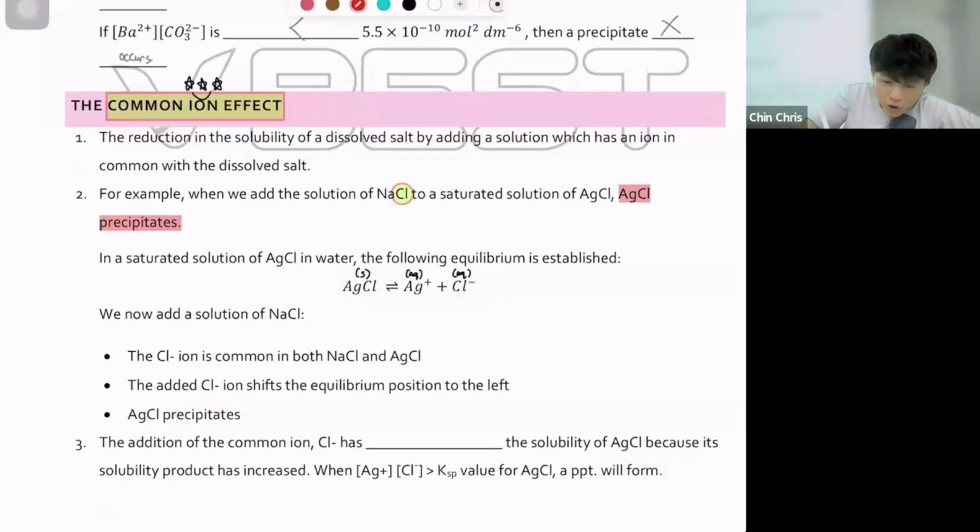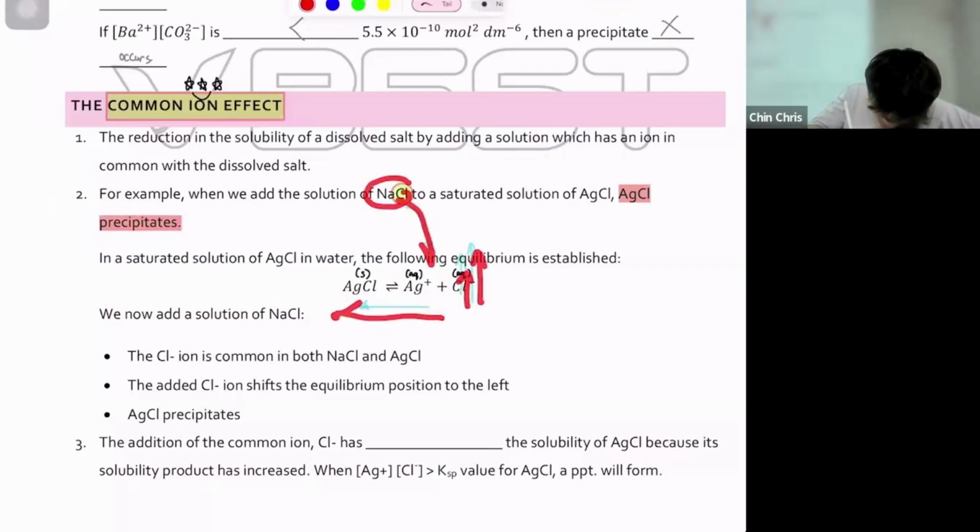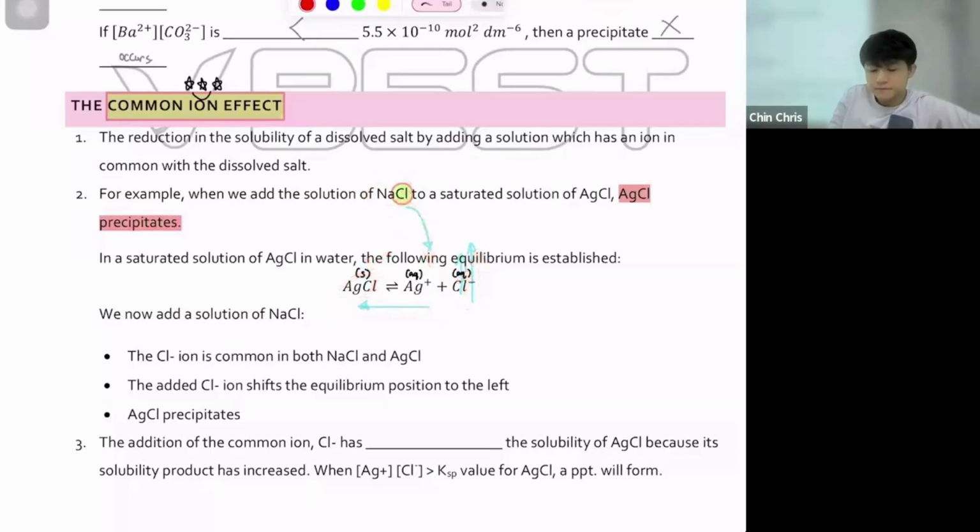When you increase the concentration, when you add NaCl in it, the concentration of Cl minus increases, which means the direction of equilibrium will shift to the left. Correct? Can you see that? AgCl solid is formed. Okay, one more time. When you add NaCl here, the concentration of Cl minus increases, the direction of equilibrium shifts to the left, AgCl precipitates. Done.